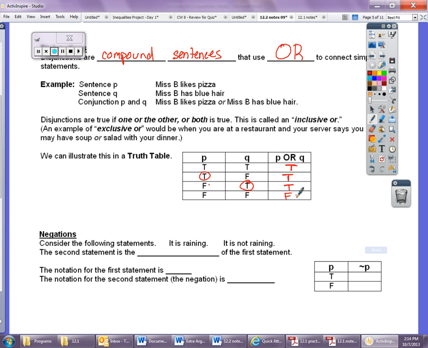And now negations. Consider the following statements. It is raining. It is not raining. The second statement is the negation of the first statement. The notation for the first statement is simply P: it's raining. The notation for the second one is not P. That's our negation. So if P is true, not P is false, because the opposite of true is false. If we negate a false statement, it becomes a true statement.